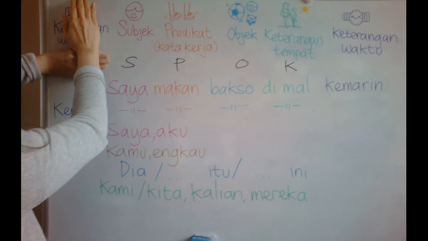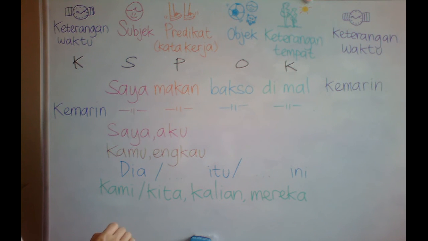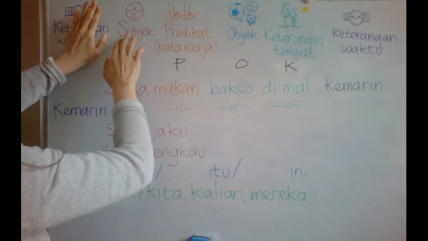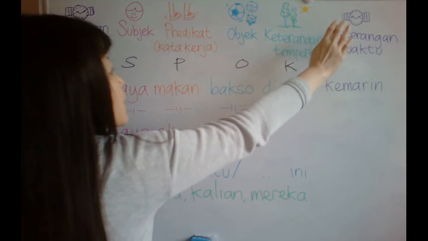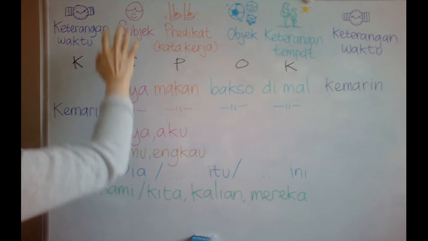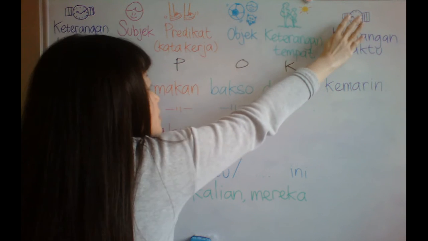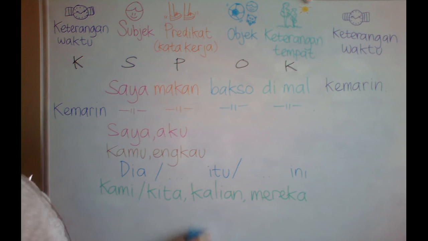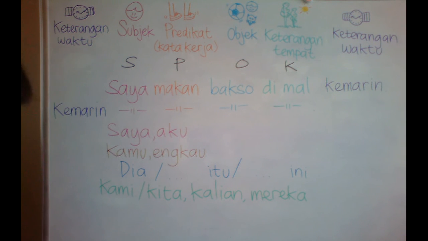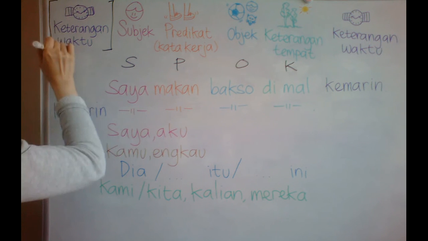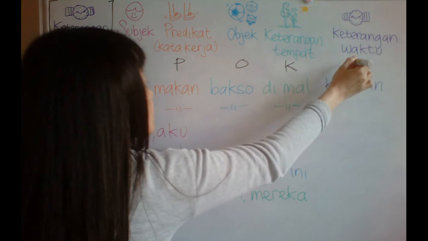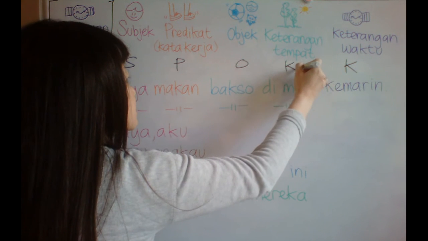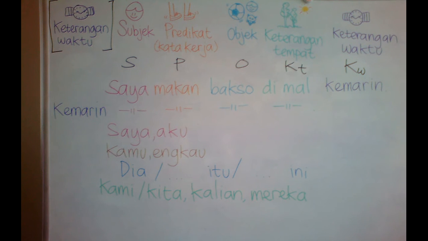If at the back of the sentence: subject, verb, object, place, and then time signal. If at the front, it becomes time signal, subject, predicate, object, and place. That's why I will just put this one in brackets, because most of the time this comes at the end of the sentence. Okay.